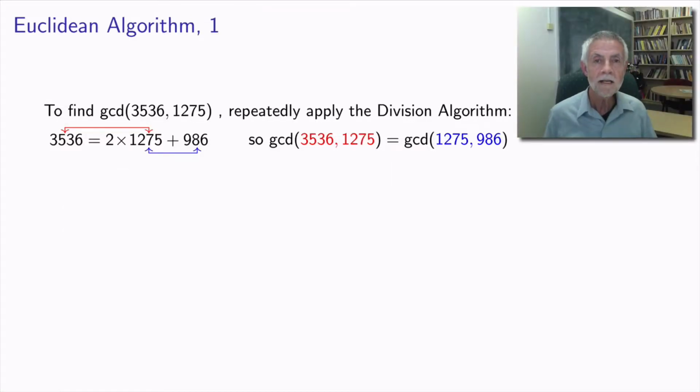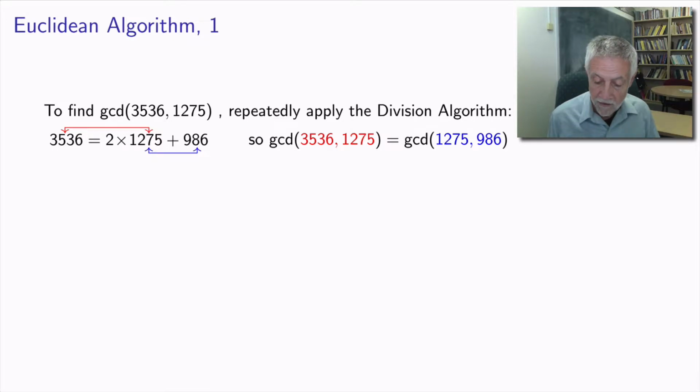So now I'm going to discuss the Euclidean algorithm by means of an example, and you'll see that the method will apply in general. Let's suppose that we want to find the greatest common divisor of these two integers, 3536 and 1275. In effect, what we're going to do is repeatedly apply the division algorithm in the following way.